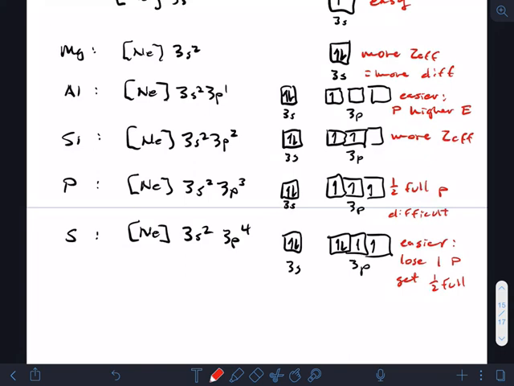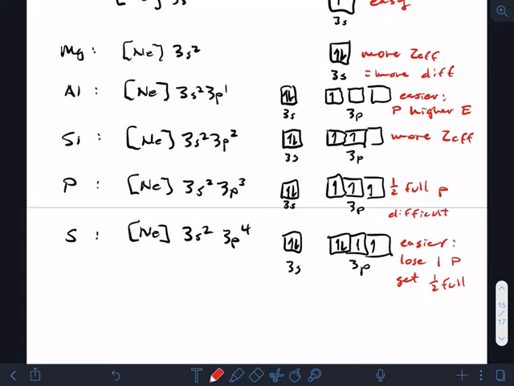So there's a trend in that ionization energy that has to do with, as you approach the half full stage, you're building up tension and your ionization energy is going to go up. And then once you get to your half full stage, that's when it's going to be the most difficult because things are particularly stable.